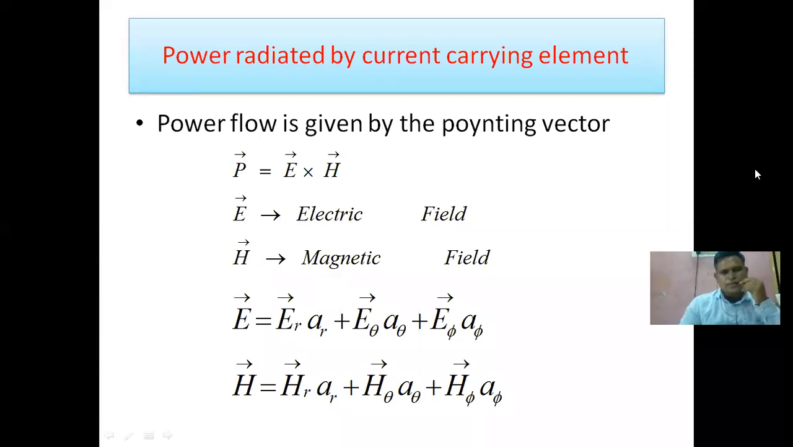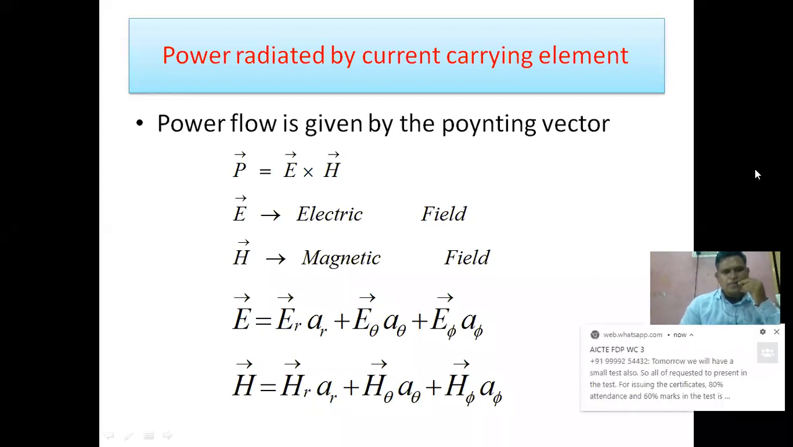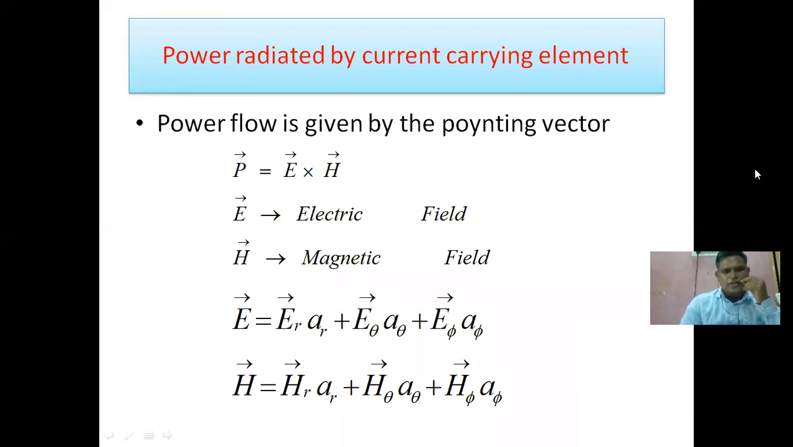In our last few classes, we have been studying the radiation coming from a short dipole antenna. If you place the short dipole antenna in the Z direction, we have seen that it has the vector potential in only the Z direction. That's why we have AZ. From AZ, we computed the magnetic field intensity H bar, and found that H has only one component, the H phi component, the magnetic field in the phi direction.